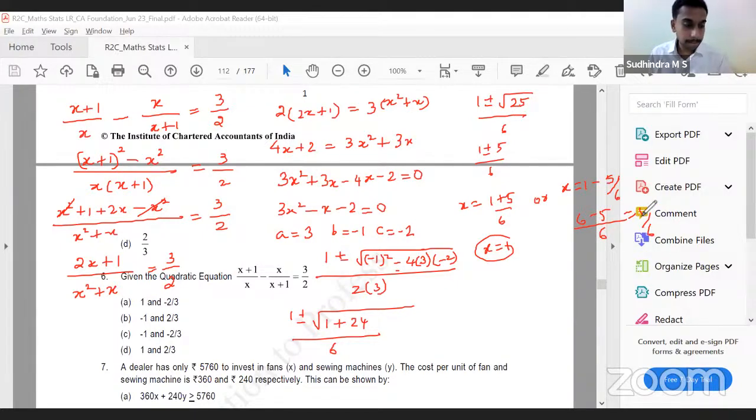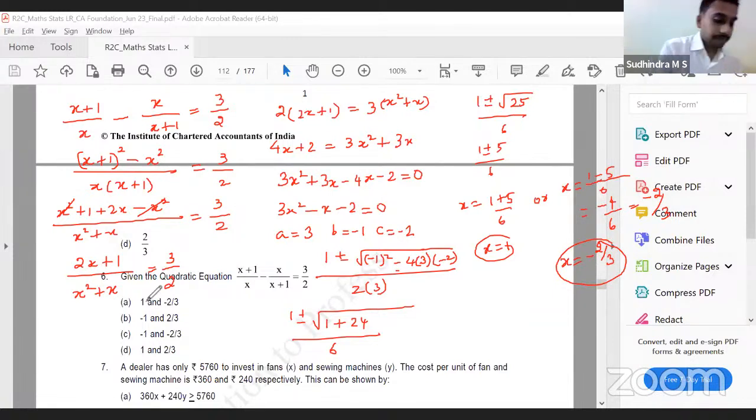Did we go wrong? 1 minus 5 by 6, okay, it's not 1 minus 5 by 6. It's 1 minus 5 whole divided by 6. What is 1 minus 5? Minus 4 by 6. Minus 2 by 3, simplified. So x is 1 or x is minus 2 by 3. Option A.